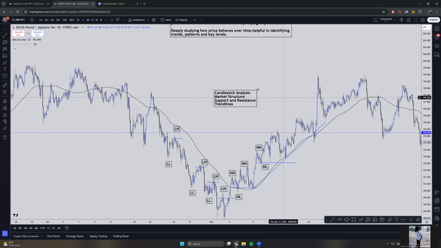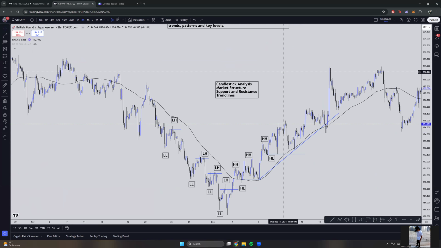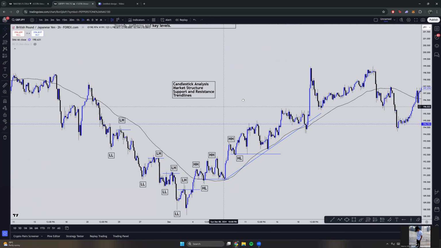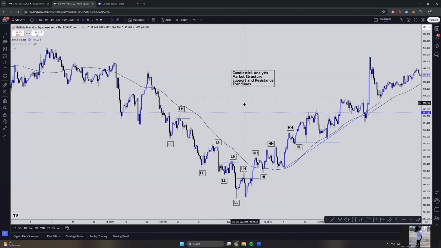I also made a little list of the most important tools in the market that you use when trading price action. They say that the best tool to use in the market is actually price action instead of lagging indicators and tools like Fibonacci, etc. So when analyzing price action, you would mainly use candlestick analysis and market structure. You can definitely throw in some support and resistance lines and also trend lines.